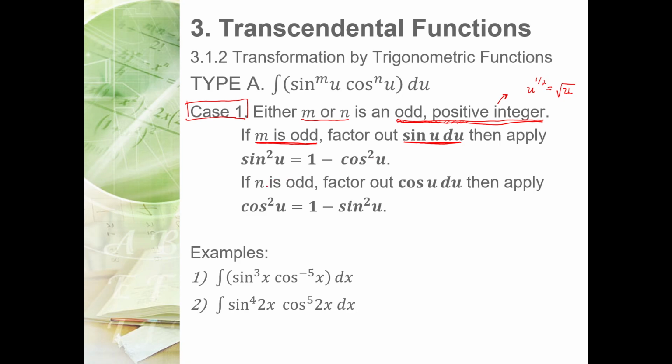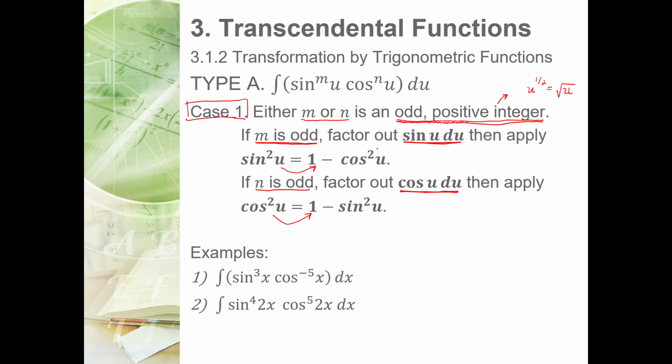Now if n is odd, which is the cosine function, we need to factor out cosine u du, and then apply the corresponding Pythagorean identity: cosine squared u equals 1 minus sine squared u. What do we mean by applying these? For example, if we have a squared cosine, we replace it with the corresponding function, so cosine squared u is replaced by 1 minus sine squared u.